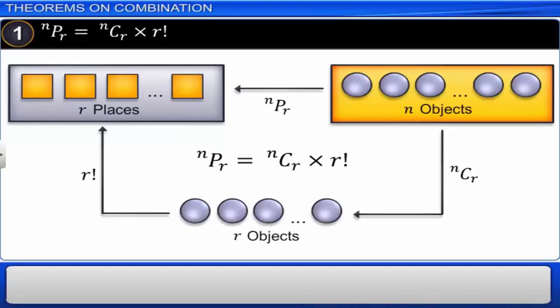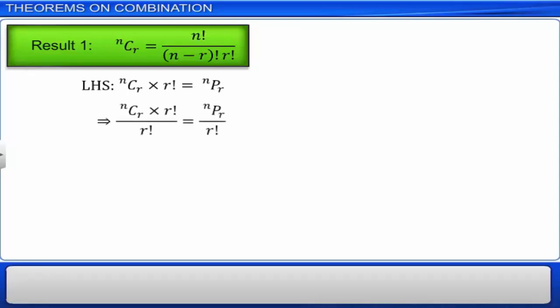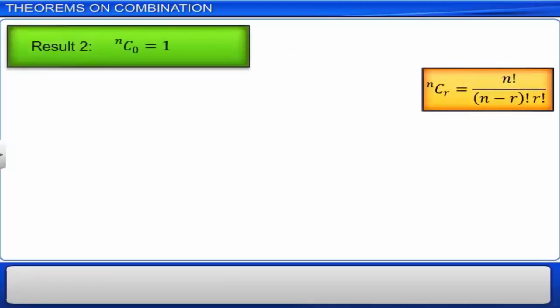Based upon the theorem, we can obtain a few results. The formula for nCr can be written as shown. To arrive at this formula, we use the relation that we just saw. We will divide both the sides of the relation by r factorial. By substituting the formula for nPr, we get the formula for nCr. Using this formula, we can prove that nC0 is equal to 1. This can be easily verified by substituting the values.